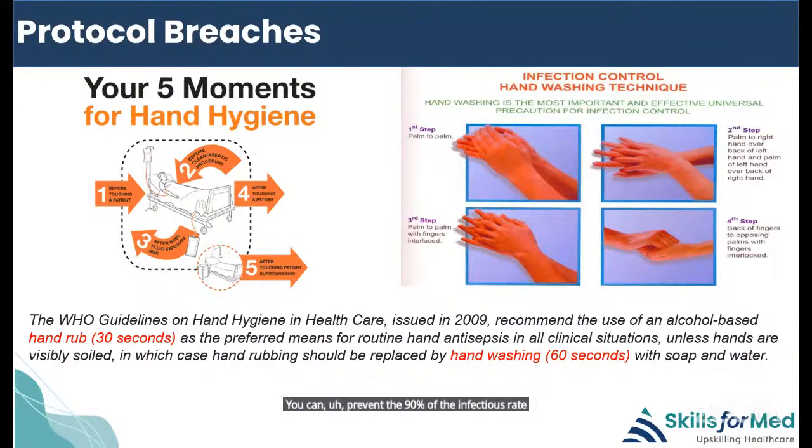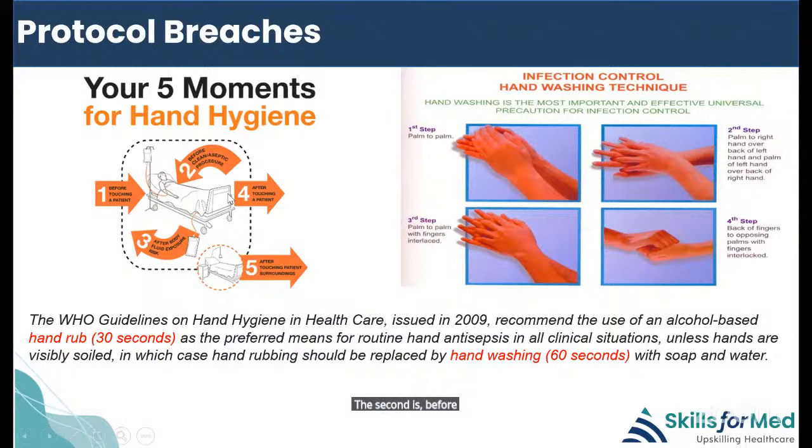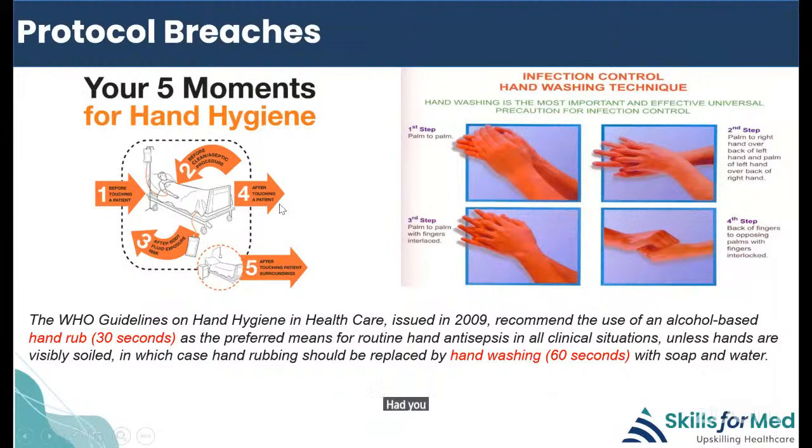First is before touching a patient. Whenever you are touching a patient, you should always go for hand rub or hand wash. Whenever your hands are visibly soiled, you should always go for hand wash. If your hands are not visibly soiled, you should go for hand rub. The second is before any clean or aseptic procedure. Third is after coming in contact with any body fluid exposure risk. I told you this in the beginning because I love this. Whenever you are putting your life at risk, it's very important that you follow this hygiene practice. Fourth is after touching a patient, and fifth is after touching patient surroundings.